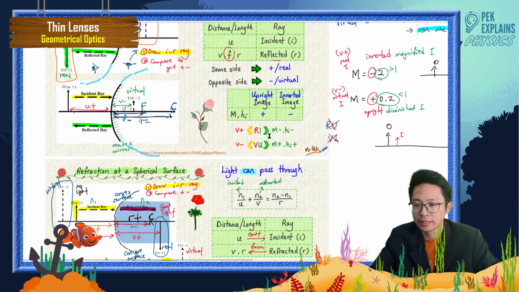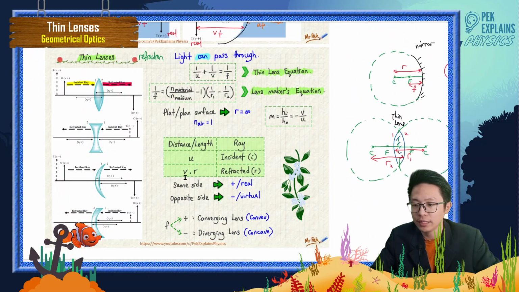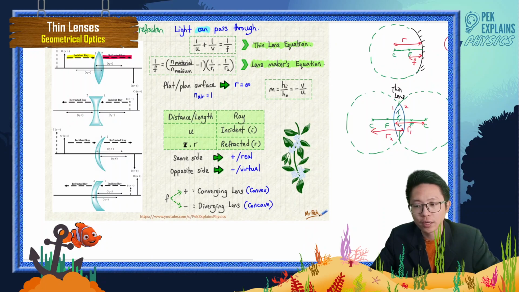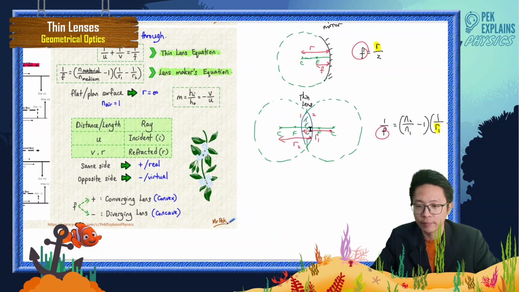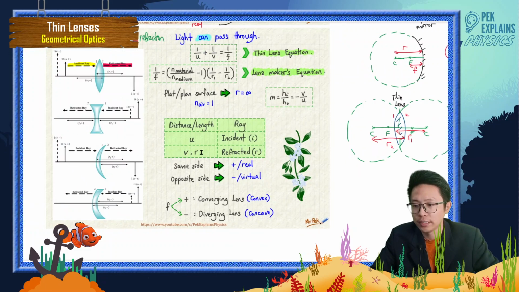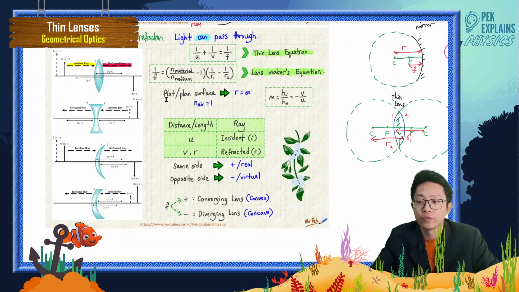But for a thin lens, you cannot compare the focal length with the refracted ray, because it has a focal length at both sides. You see that? On the right-hand side there is a focal length, and on the left-hand side there is also a focal length. So you cannot use the focal length to compare with the refracted ray for a thin lens.